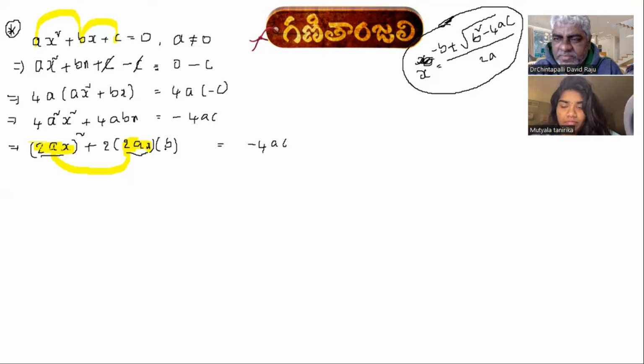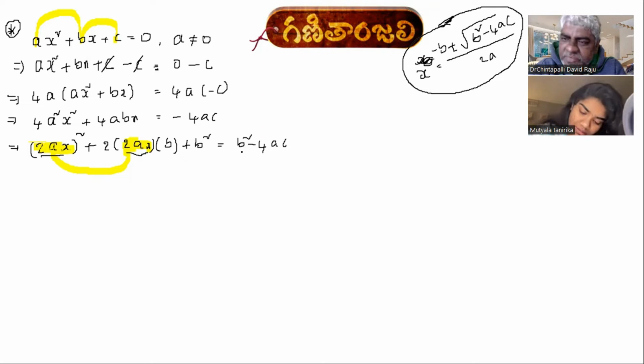What is a here? 2ax. Very good. What is b here? b only. But is the a plus b whole square formula completed? Is it completed or not? Now, what should we add to make it complete, to make it an a plus b whole square formula? b square, sir. Yes, b square is to be added. But as per the rules of equation, whatever you add should be added on both sides. So we are adding plus b square on both sides.